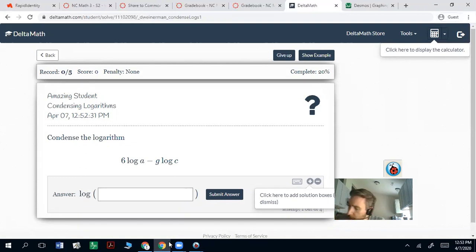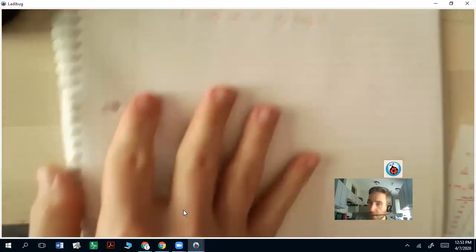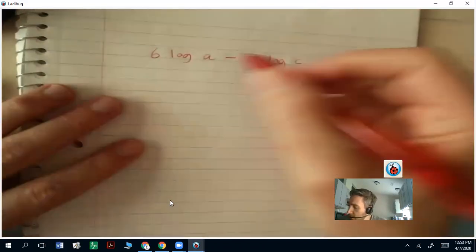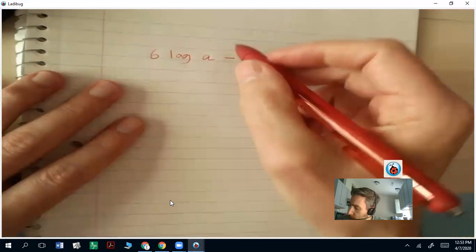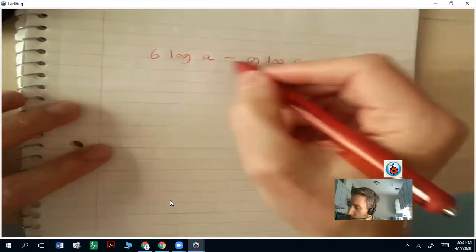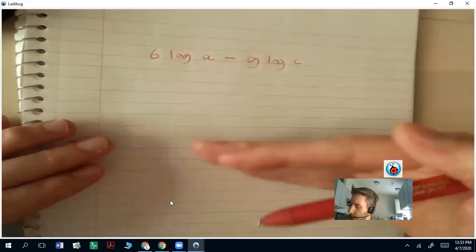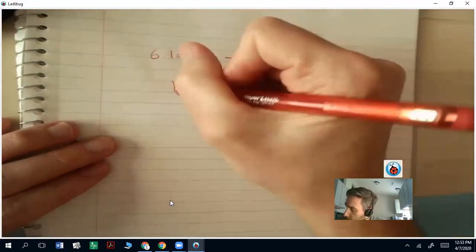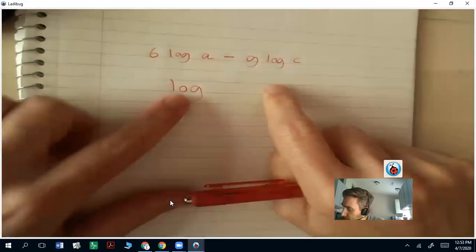All right, now if you watch the video for condensing logarithms, Ms. Edwards did a good job of working that out. Here's how you would do this specific problem. Anytime you want to condense a log, there's basically 2 big rules. A minus will convert to division, and a plus will convert to times. I want to write this as one logarithm. So I'm going to put log.